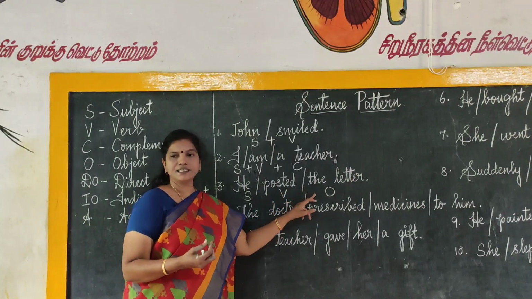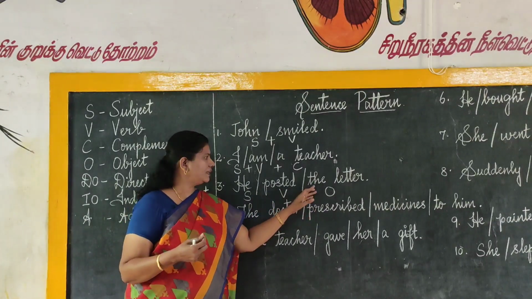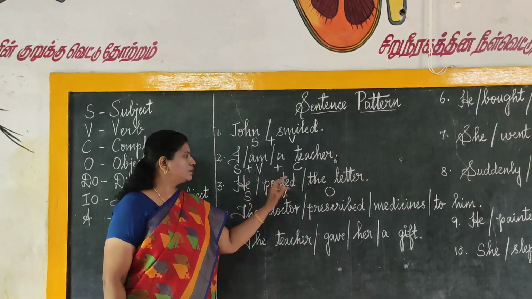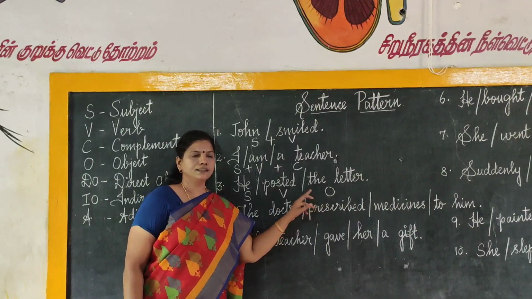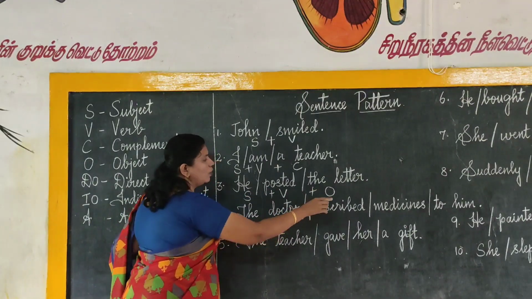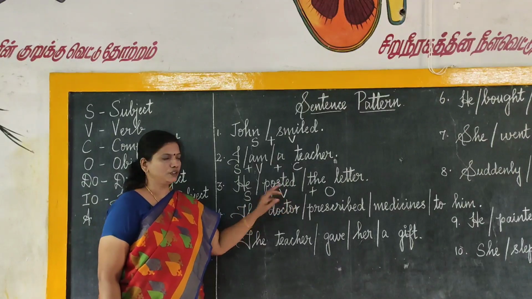The letter receives the action done by him. What action does it receive? Posting. So, the letter receives the action done by this person. Right. So, this is the object of the sentence. This sentence pattern is S plus V plus O. This is the sentence pattern of this one.